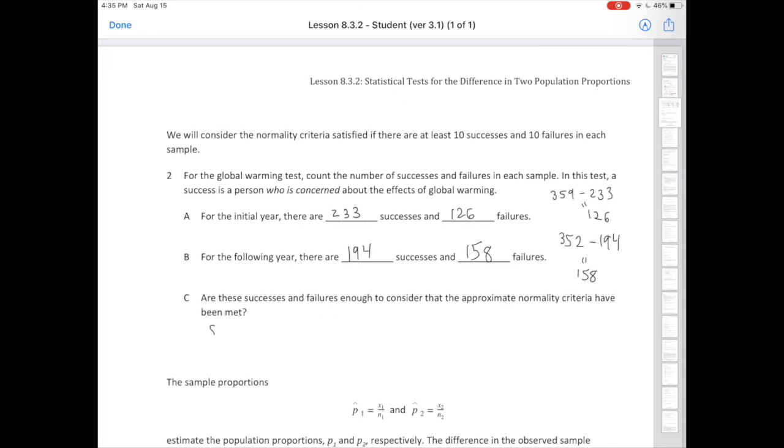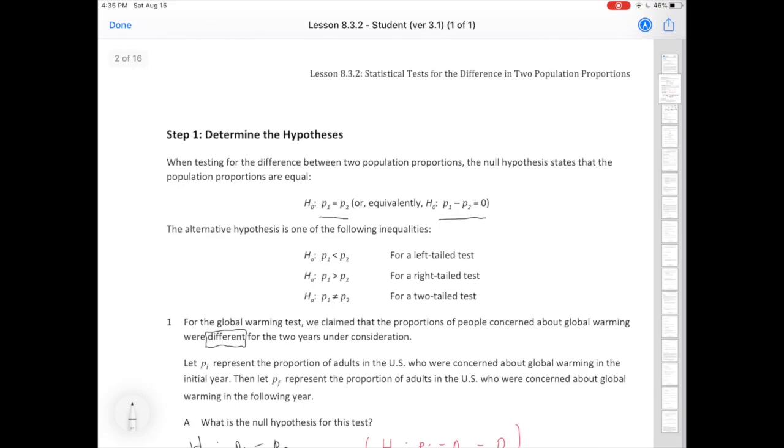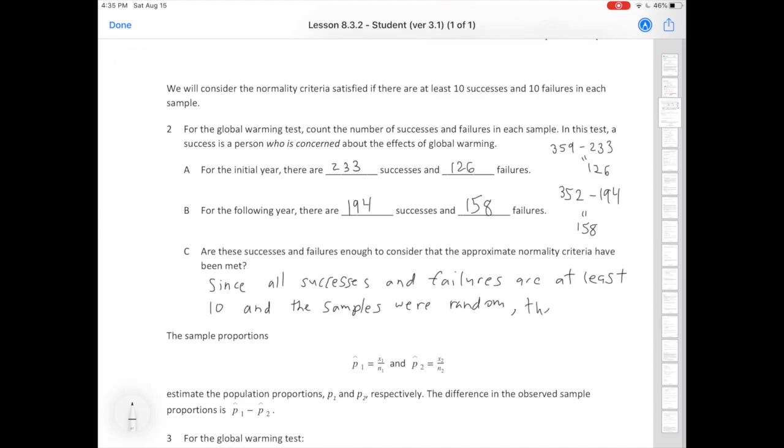So I'm going to say, since all successes and failures are at least 10, and the samples were random, the normality criteria has been met. Okay.